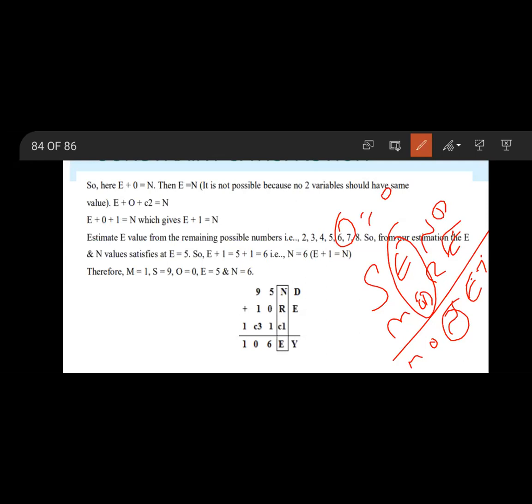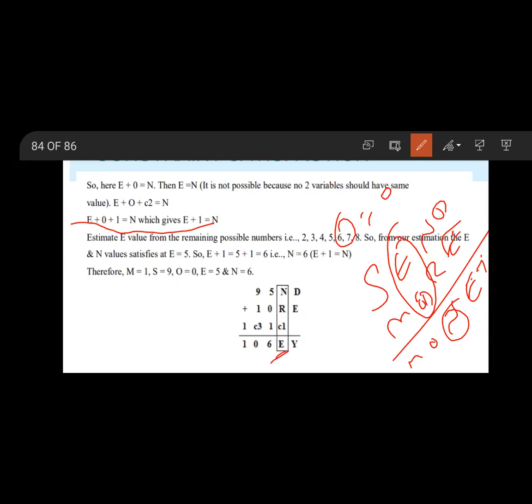So carry C2: E plus O plus C2 equal to N. Then E plus 0 plus 1 equal to N, which gives E plus 1 equal to N. Here estimate the E value from the remaining possible numbers 2, 3, 4, 5, 6, 7, 8. From our estimation, the E and N values satisfy E equal to 5.